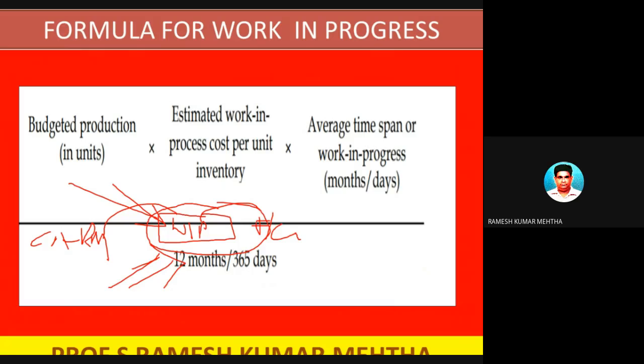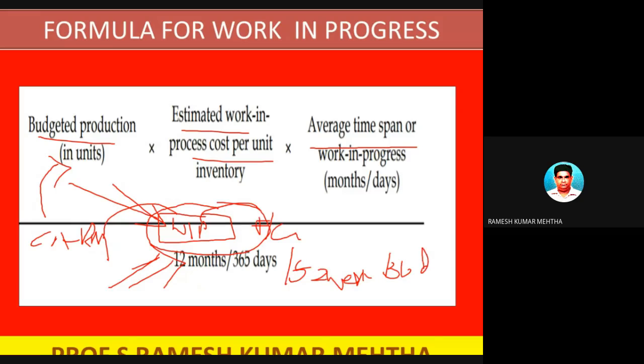To find this out, we use a formula. The amount of money stuck in working capital is the budgeted number of units to be produced, into the estimated work in progress cost per unit, into the average time for which the work in progress is lying idle at the manufacturing point, divided by 12 months or 365 days, or 52 weeks or 360 days.